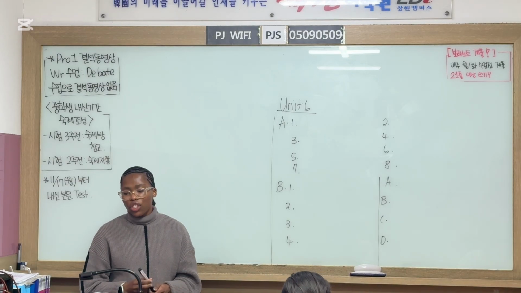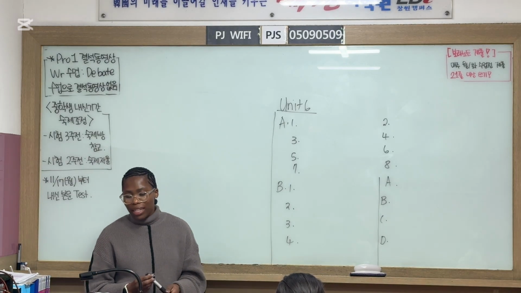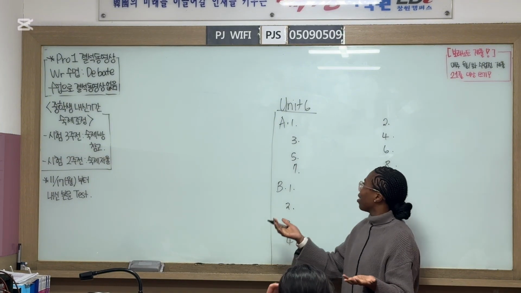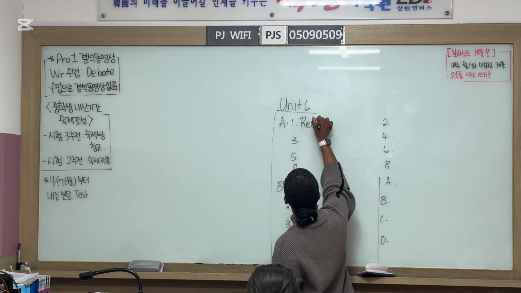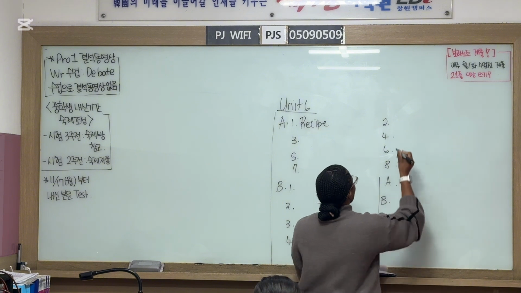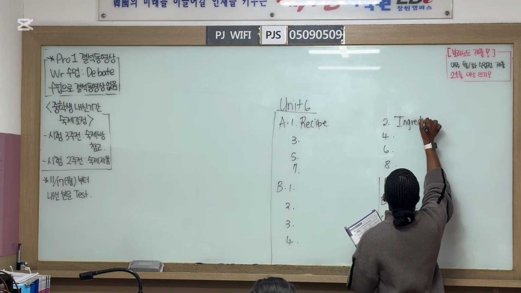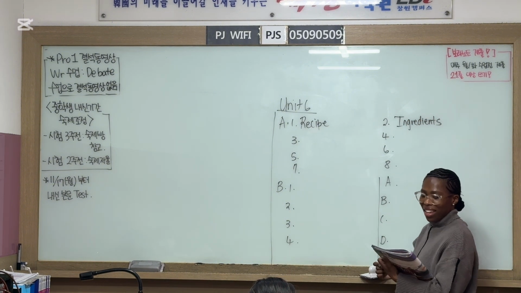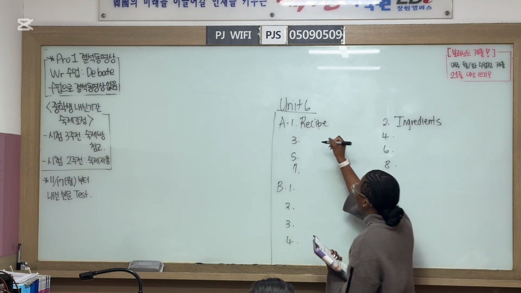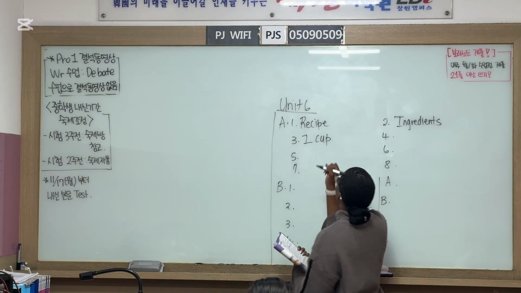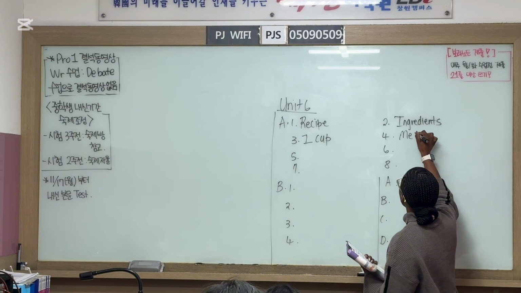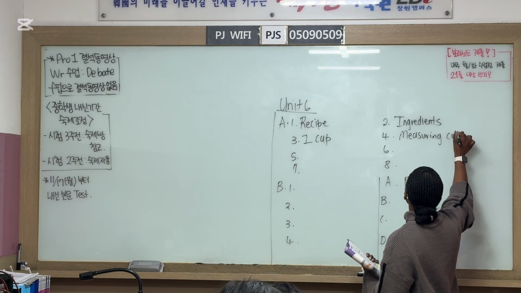Complete the chart. Change the verbs if you have to. Let's start with A number 1. We can say together. Recipe. It's a recipe. And number 2, ingredients. Ingredients. Number 3, measuring cup. 1 cup. Good. 1 cup. And number 4, measuring cup. Measuring cup.